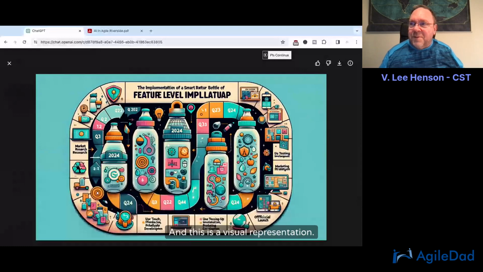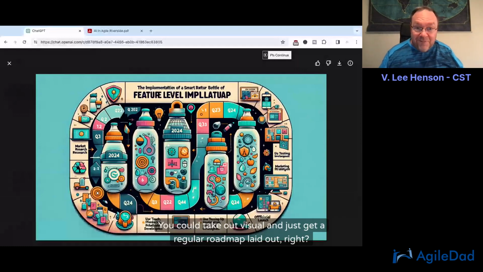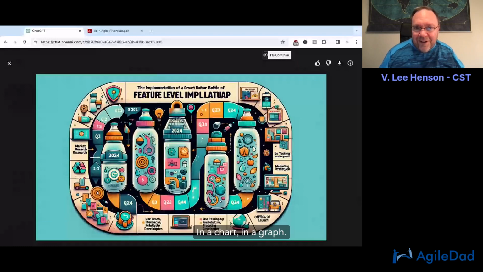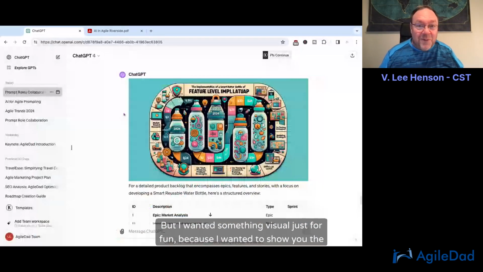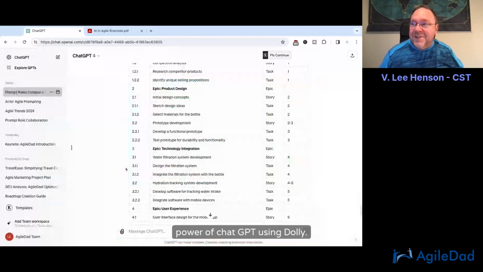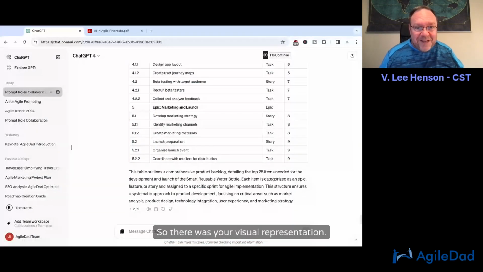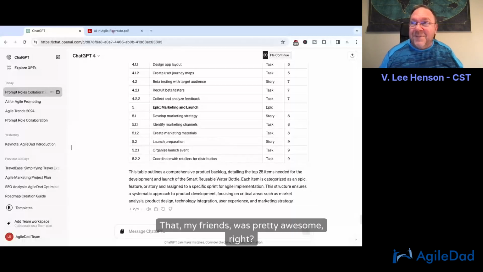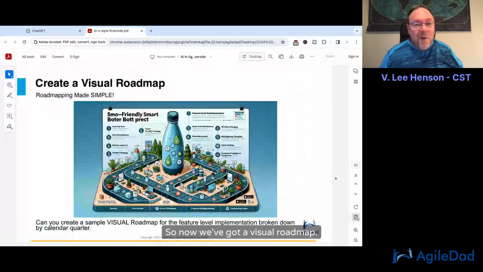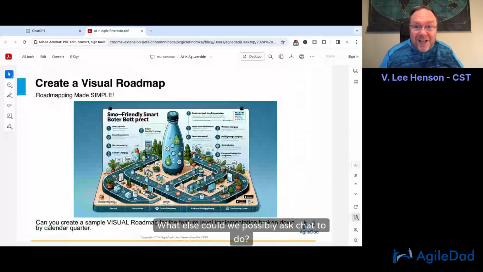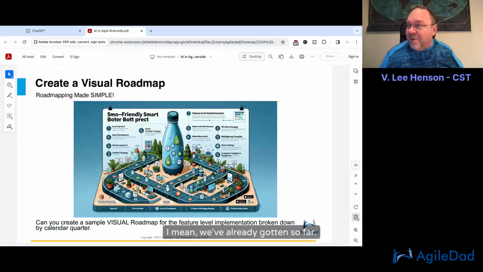And this is a visual representation. You could take out visual and just get a regular roadmap laid out, right? In a chart, in a graph. But I wanted something visual just for fun because I wanted to show you the power of ChatGPT using DALL-E to create something visual. So there was your visual representation. That, my friends, was pretty awesome, right? So now we've got a visual roadmap. What else could we possibly ask Chat to do? I mean, we've already gotten so far.